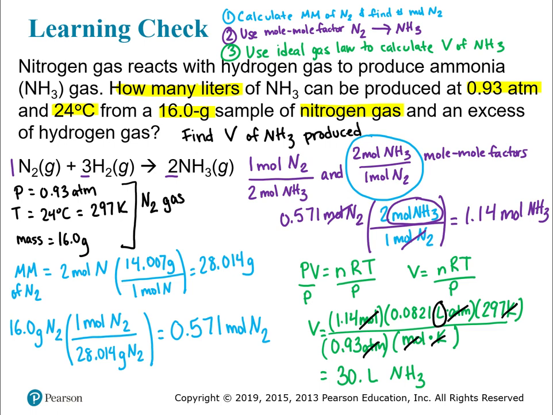Third, we put together the pressure and temperature conditions that we were given from the problem with the moles of ammonia gas that we calculated to solve for the volume, making sure to use the proper R gas constant that includes atmospheres as part of its units. If you take it slow and you go bit by bit, making sure to use your units and write them out, you'll do just fine on a problem like this.